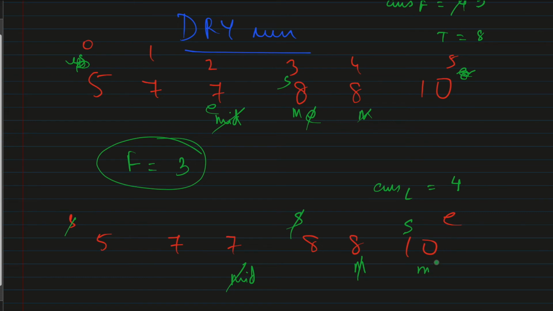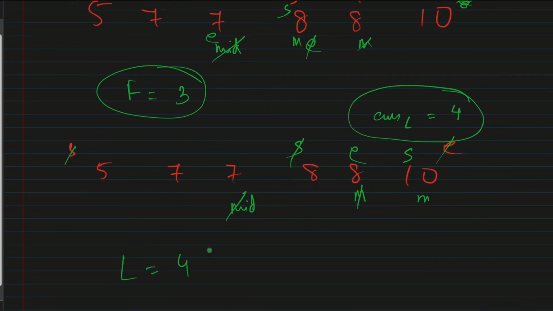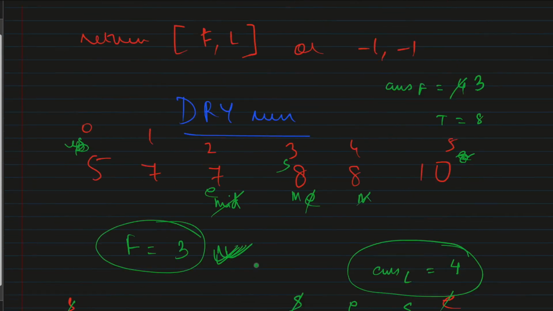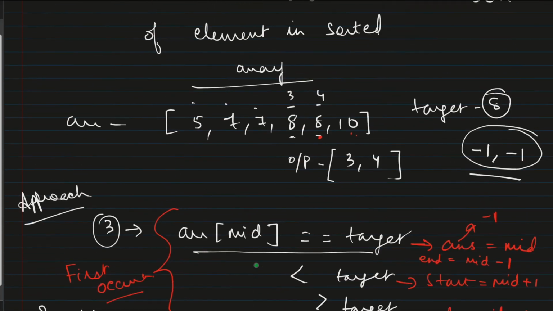So now end will be mid -1. So end will come over here, loop will break. What do we have with us remaining? We have this answer left, which is the index number 4, and that is going to be our last index. So in this way, we got our first occurrence index and we also got the index of the last occurrence. So now let's see how to write the code for this.